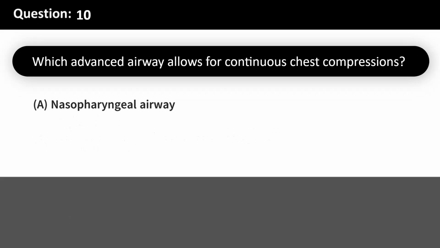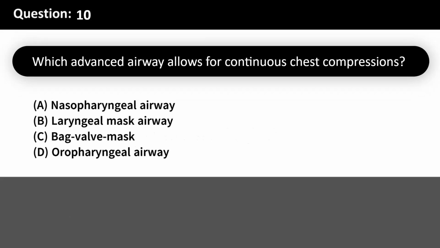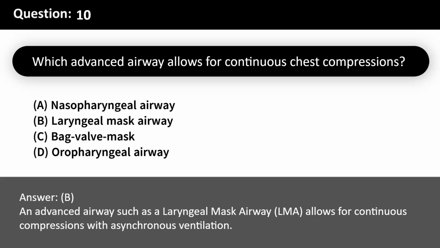Which advanced airway allows for continuous chest compressions? A. Nasopharyngeal airway. B. Laryngeal mask airway. C. Bag valve mask. D. Oropharyngeal airway. Answer, B. An advanced airway such as a laryngeal mask airway, LMA, allows for continuous compressions with asynchronous ventilation.